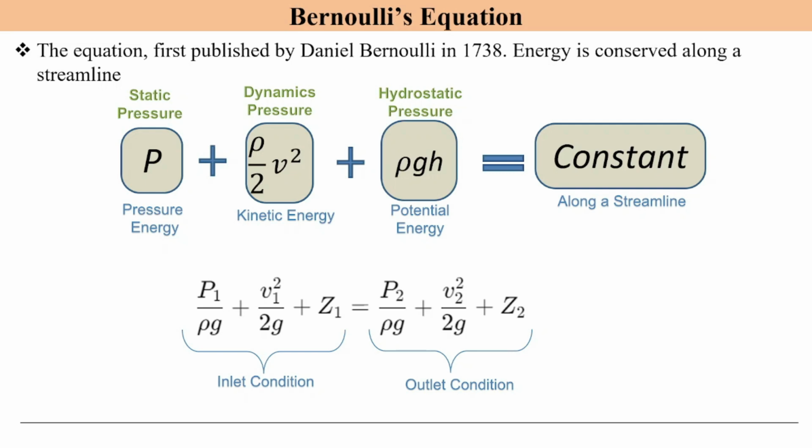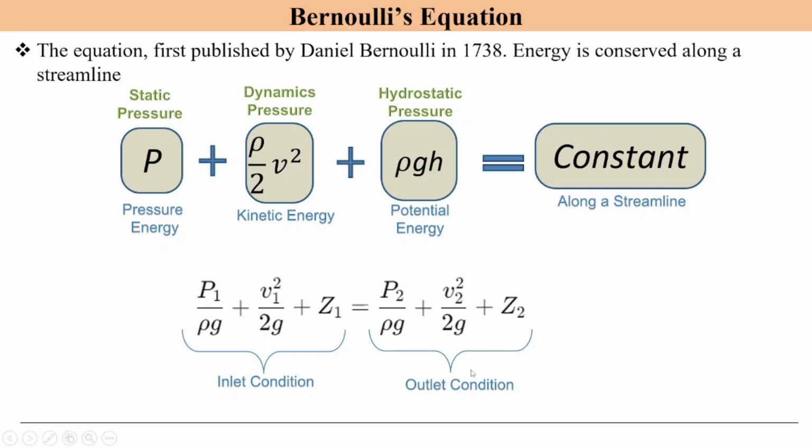Now we will see the various forms of the Bernoulli equation. At present we are seeing it in the pressure form. So it is static pressure, the first term, then dynamic pressure, and hydrostatic pressure, because the potential energy is constant. How to convert this into pressure energy, kinetic energy, potential energy, I will discuss in the next PPT. Okay. So the left side is the inlet condition, as we saw before, and the right side indicates the outlet condition.